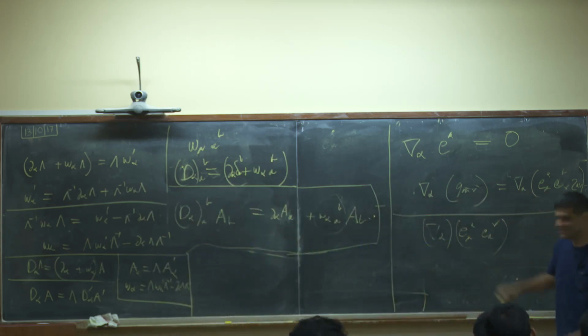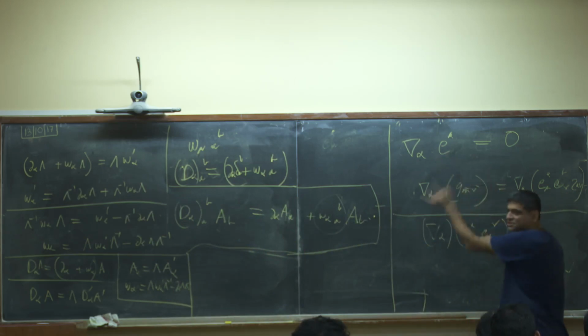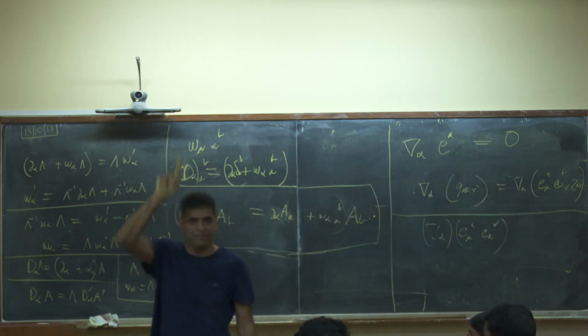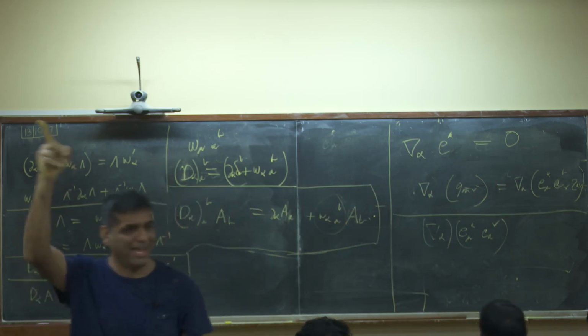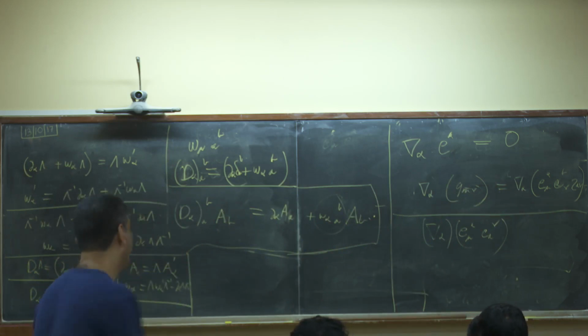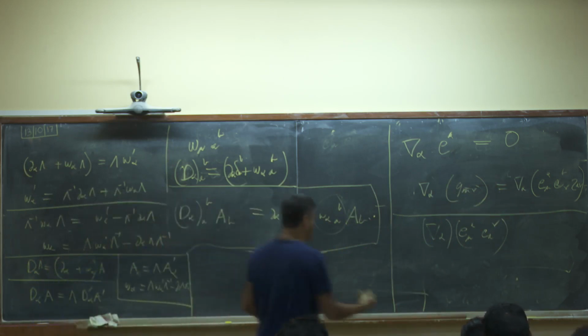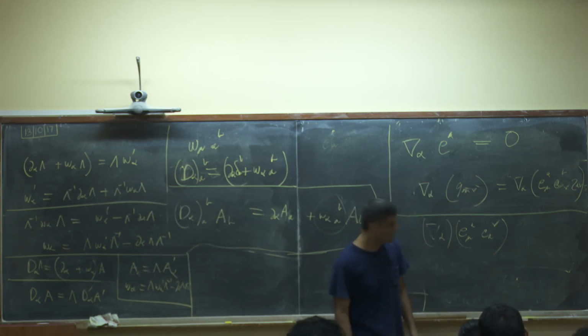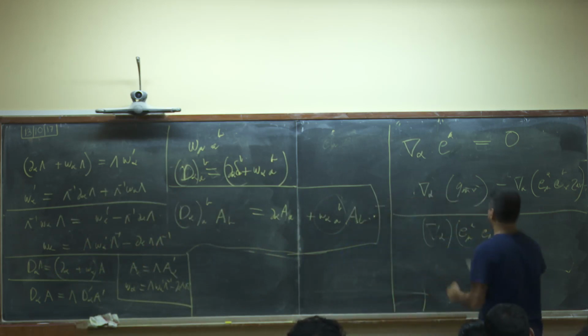Right? Okay, so if this is true, it's also true for the inverse. So every object E with either mu upper and A lower, or A upper and mu lower, has covariant derivative 0. Okay, therefore, as we've just shown, this guy is 0.